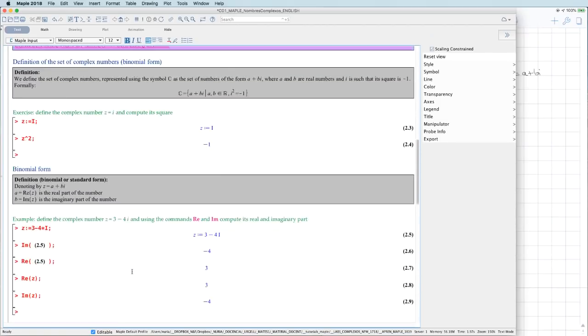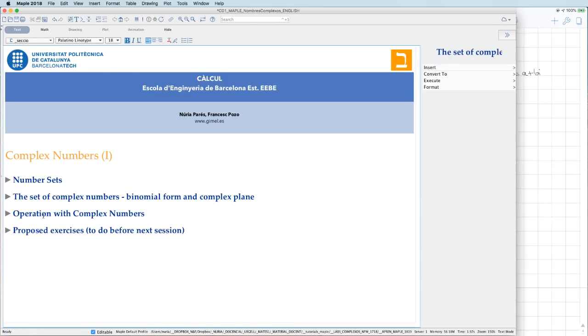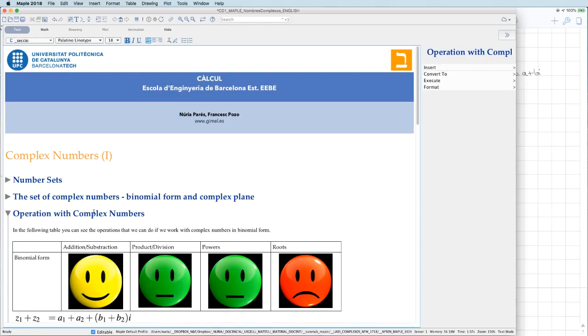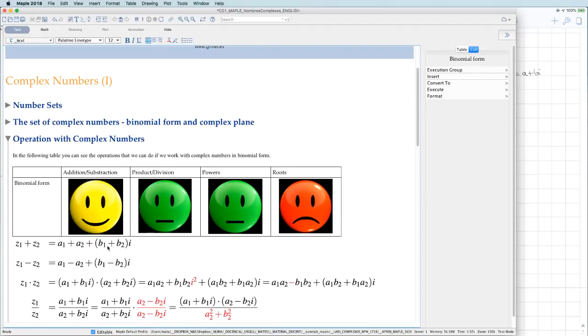So now you know what a complex number is and how it's written in binomial or standard form. Let's see how we operate with them. We know there are 3 different ways of expressing a complex number, but we have started with the binomial form. In this form, we can add and subtract easily. We can make products and powers, but we will not be able to do roots. Here you have a small summary of addition, subtraction, product, and division.